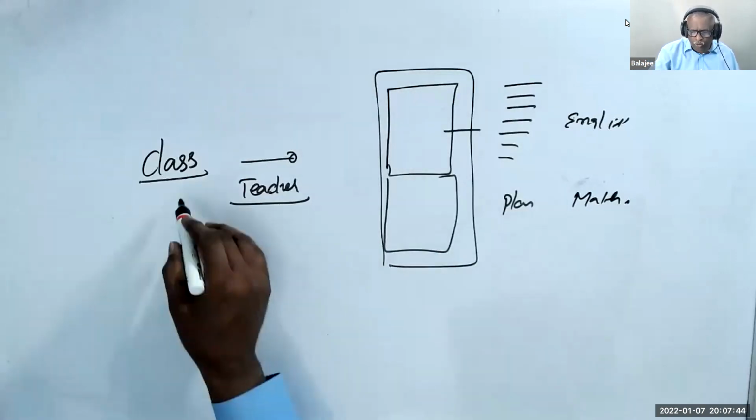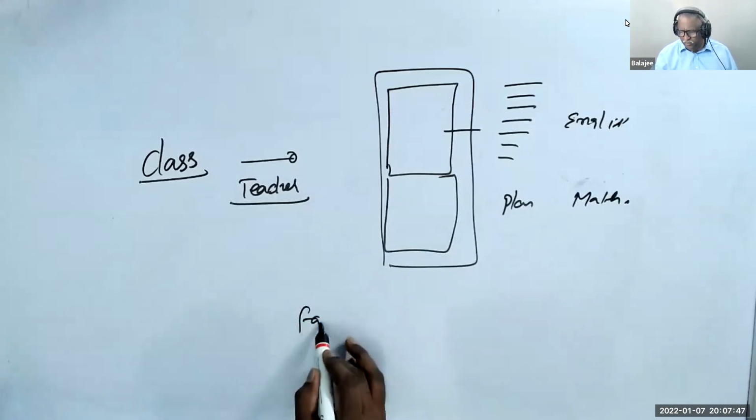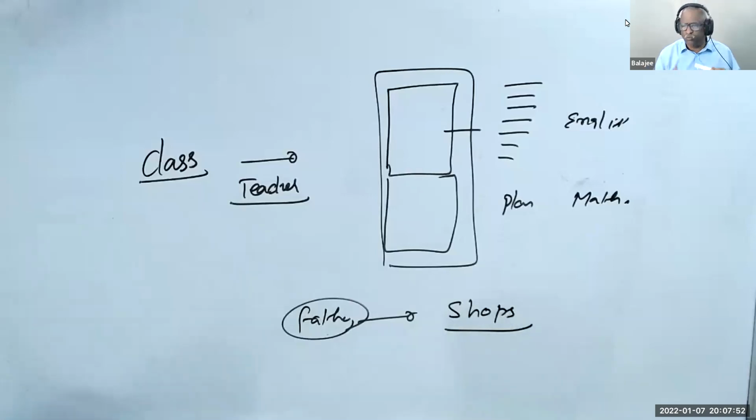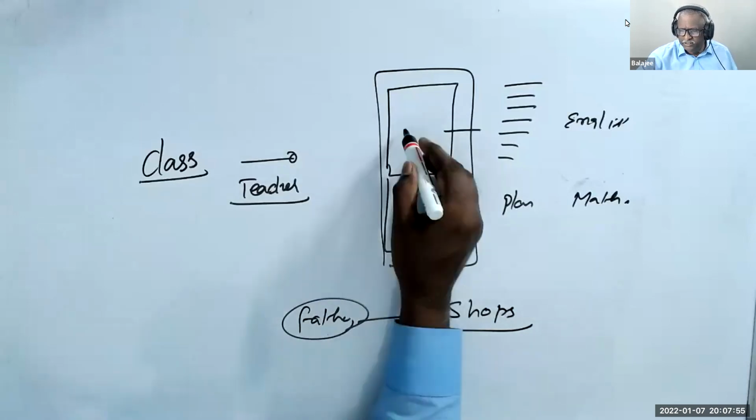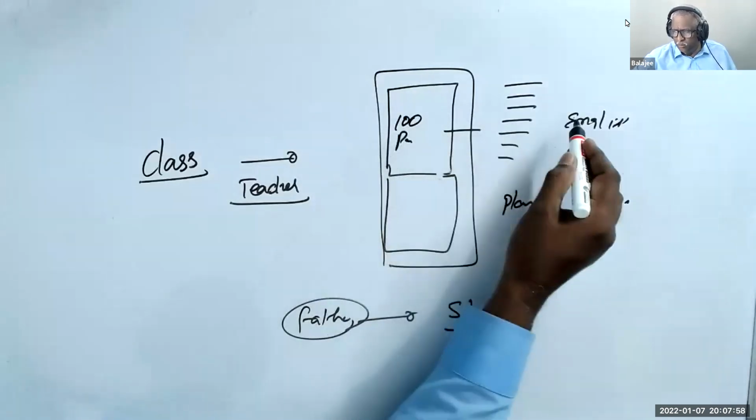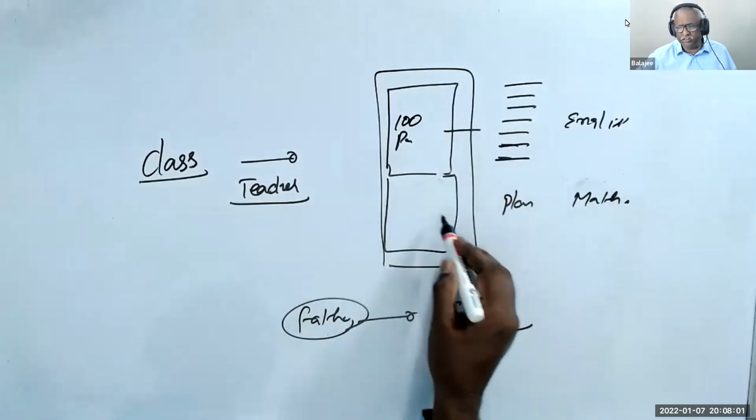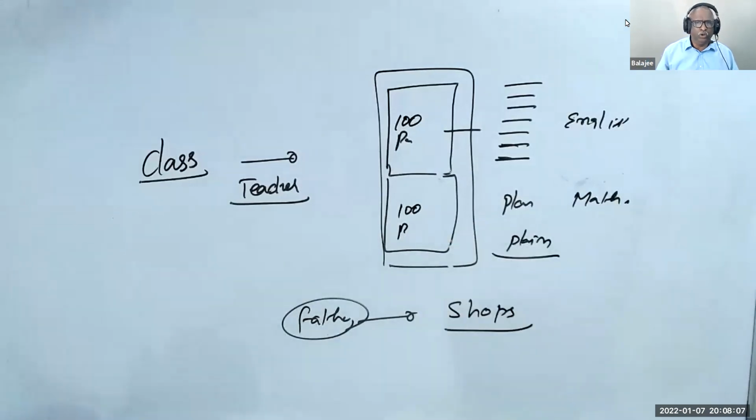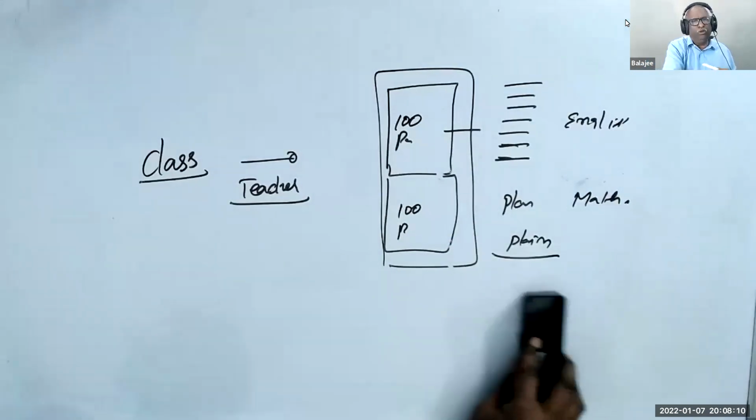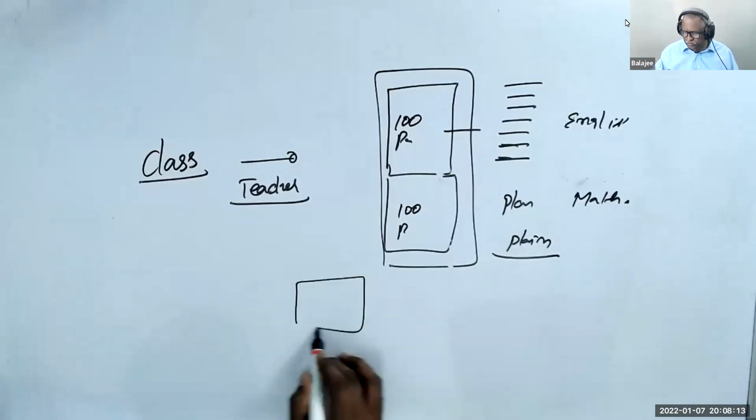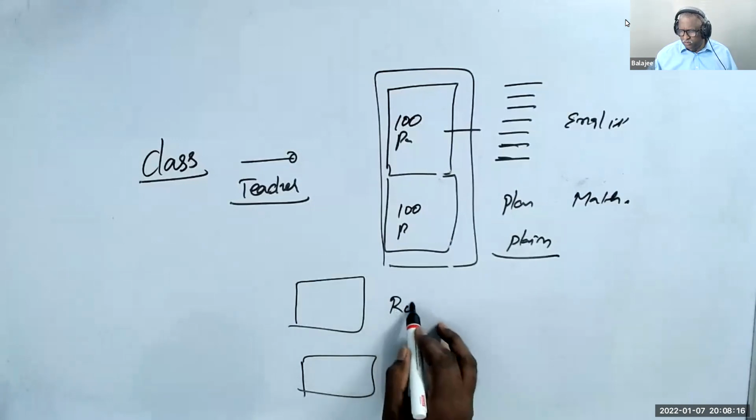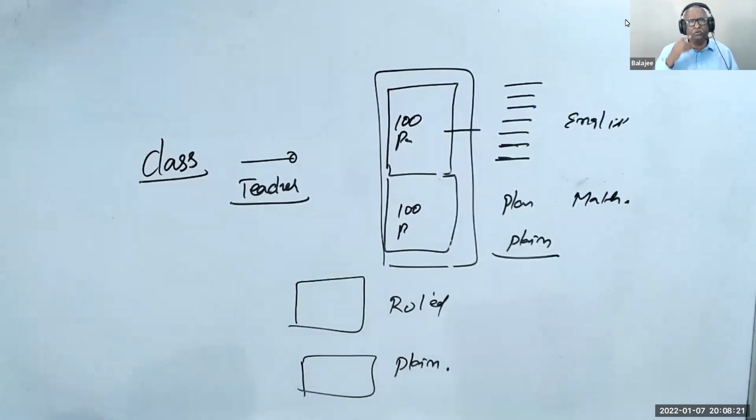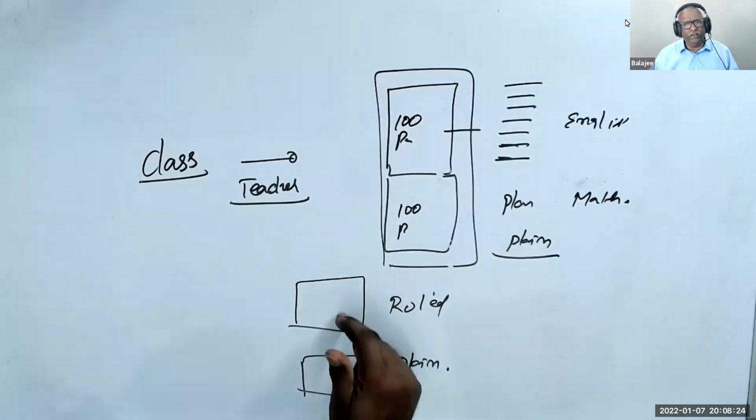And for you, your father went and searched all the shops. Your father could not find a notebook which has the first 100 pages ruled and the second 100 pages plain. He couldn't find it. So your father is very intelligent. What he did, he bought two notebooks. One is ruled, one is plain. Understood?